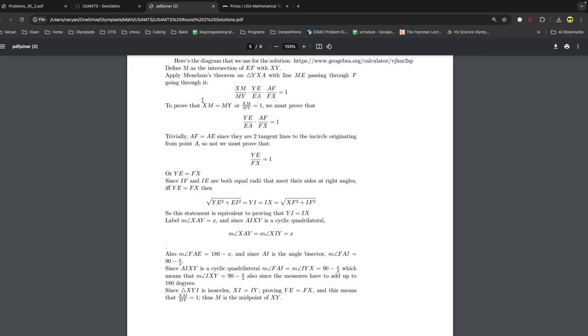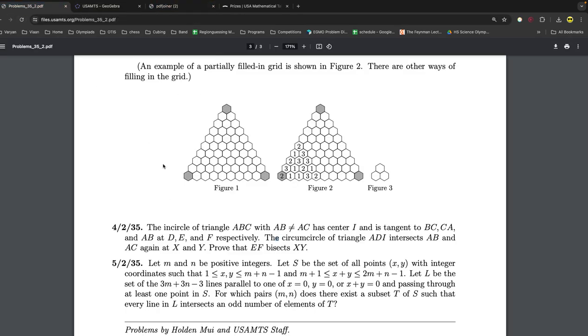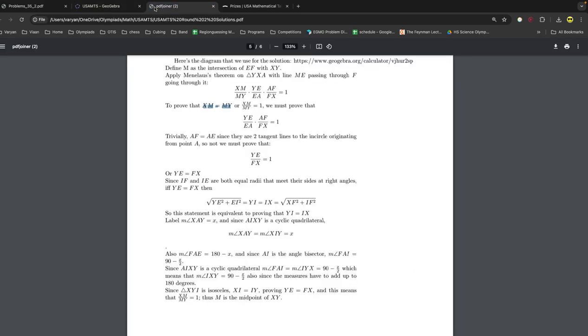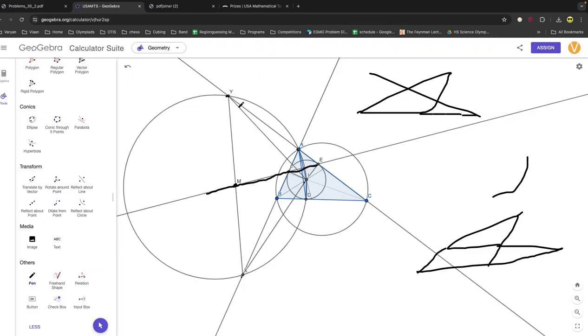But what we want to prove, based on the question, is that EF bisects XY. So we want to prove this is the midpoint M, right? So that means XM over MY, if that is true, XM over MY equals 1. So then that means this ratio must equal 1 in that case. But also, I use my favorite word, trivially, here.